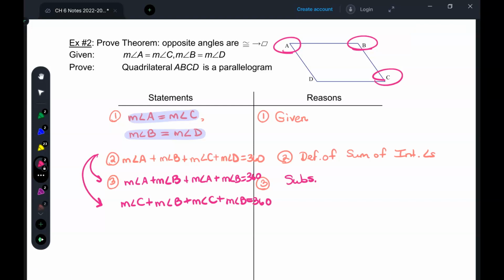I'm so confused. Okay, let me finish writing it in and then I'll go back. This says angle A is equal to angle B. No, A and B are not equal. Oh, wait, you see angle C is equal to angle A.